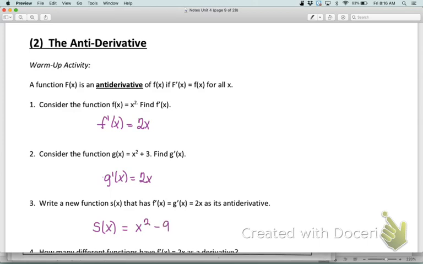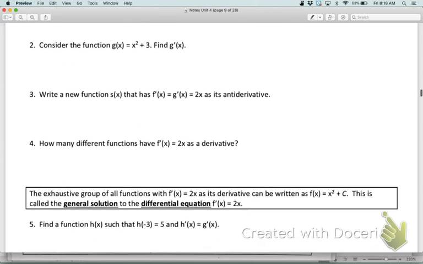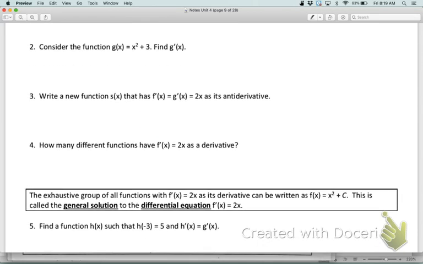Does it make sense that that one would also have a derivative of 2x, because the constant is going to zero out? So the point here to notice is how many different functions have a derivative that is f prime of x equal to 2x. There would be infinitely many, because that constant is always going to have a derivative of 0, and you could choose literally anything to be that constant. Okay, so this part here is really important.